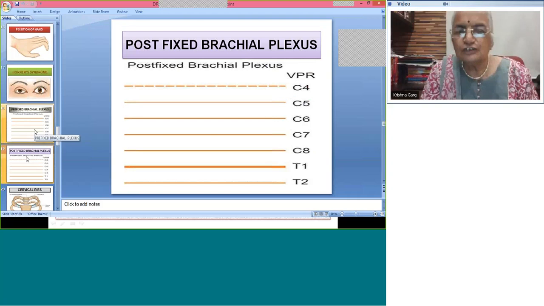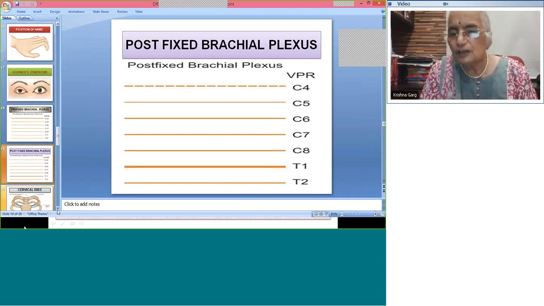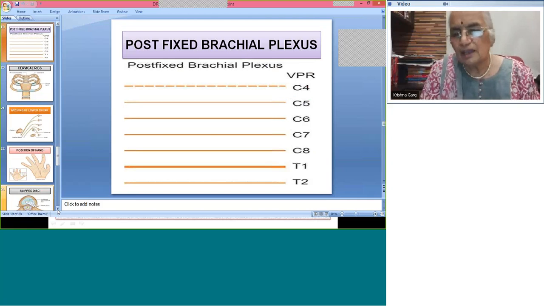The other variation is the post-fixed brachial plexus. In this case, C4 refuses to take any part in the formation of the brachial plexus. C5 has a small contribution. C6, C7, C8 are normal, but T1 takes over and has a big contribution, and T2, though it was not giving any contribution in the normal brachial plexus, in this post-fixed brachial plexus has a contribution. So this T2 nerve may get pressed by the first rib, and there may be weakness of some of the intrinsic muscles of the hand.